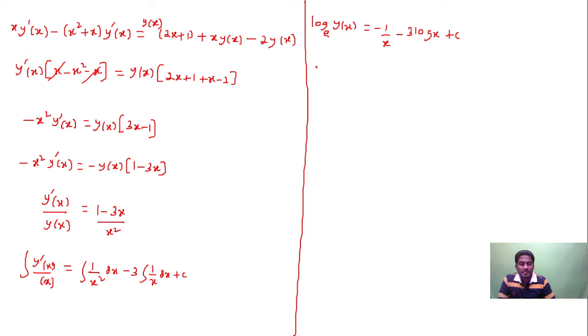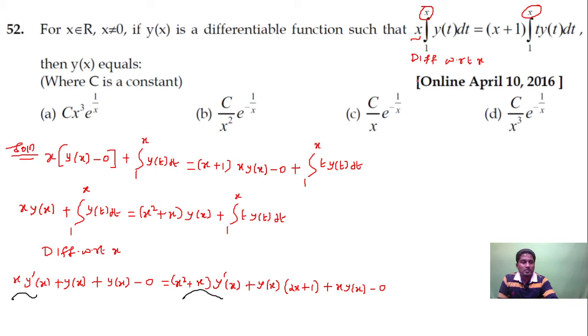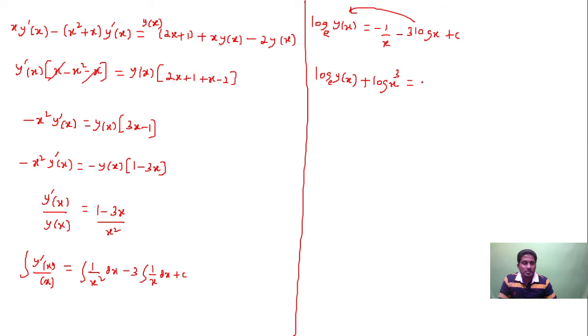You shift on the left side. This is log of y of x, minus and minus is plus. If you shift here, 3 log x can be written as log x cube. I skip one step, it is equal to c minus 1 upon x. Log m plus log n is log m into n. So this is y of x into x cube is equal to c minus 1 by x.